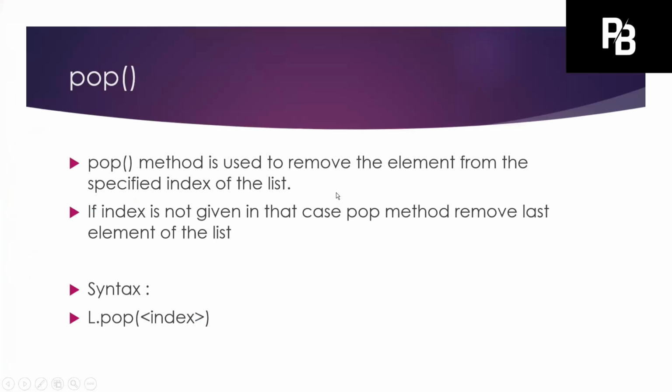What is the use of the pop function? The pop method is used to remove the element from the specified index. Okay. If I just want to delete the value of position number 2, or the value of position number 5, from a specific index, we can use the pop method. If index is not given, okay, do not mention any index, in that case the pop method removes the last element of the list. It automatically removes the last element.